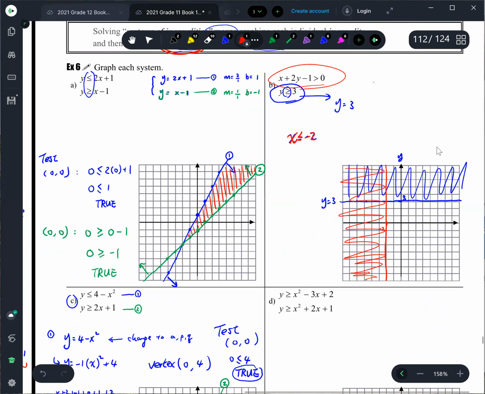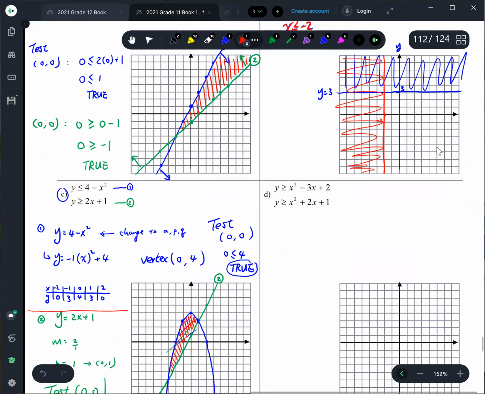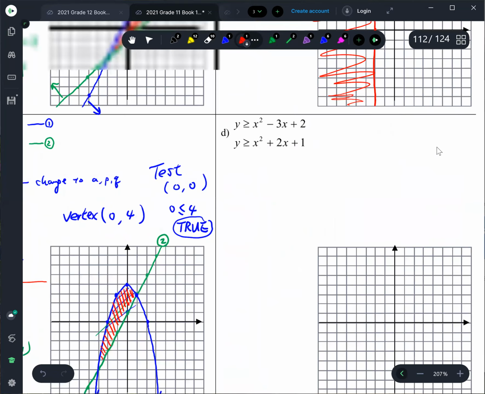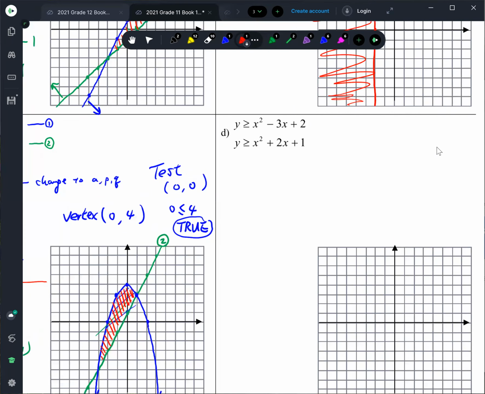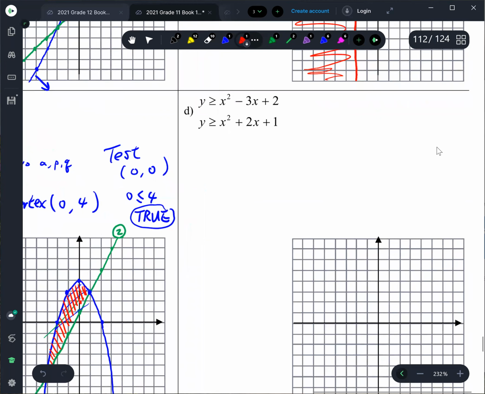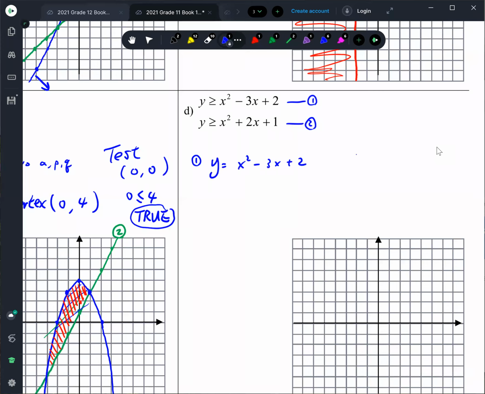Okay, the last bit is we just talk about this one as a practice. I think now you know how to do the shading and how to get the overlap. I want you to practice how to get the vertex again. We have two graphs here. For the rest of the time, I would like you to change both of them into APQ form. Just want to make sure you guys know how to do that.